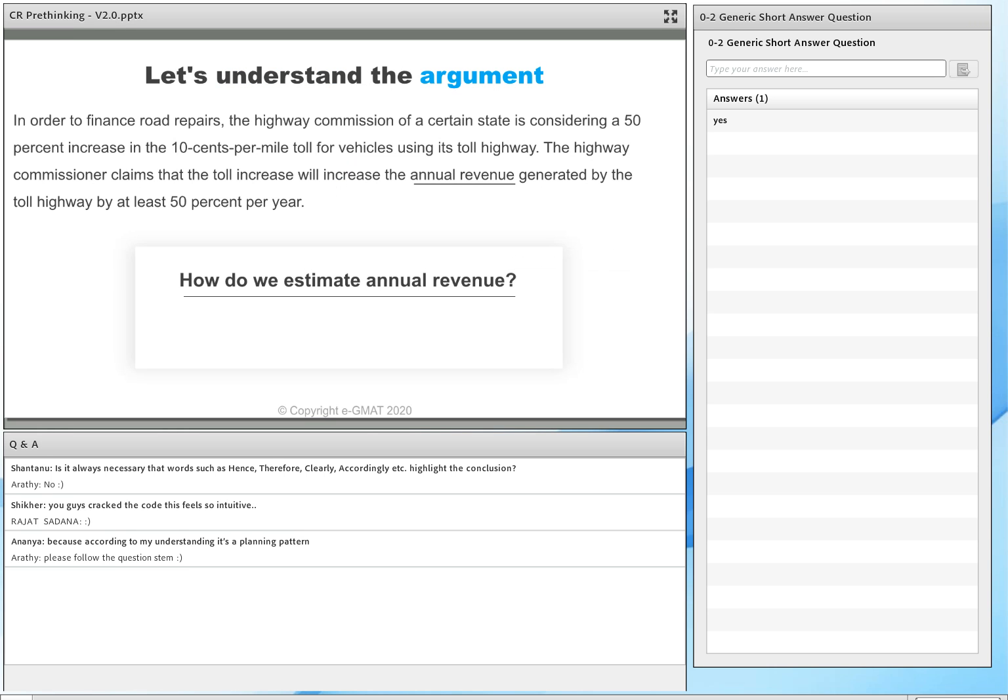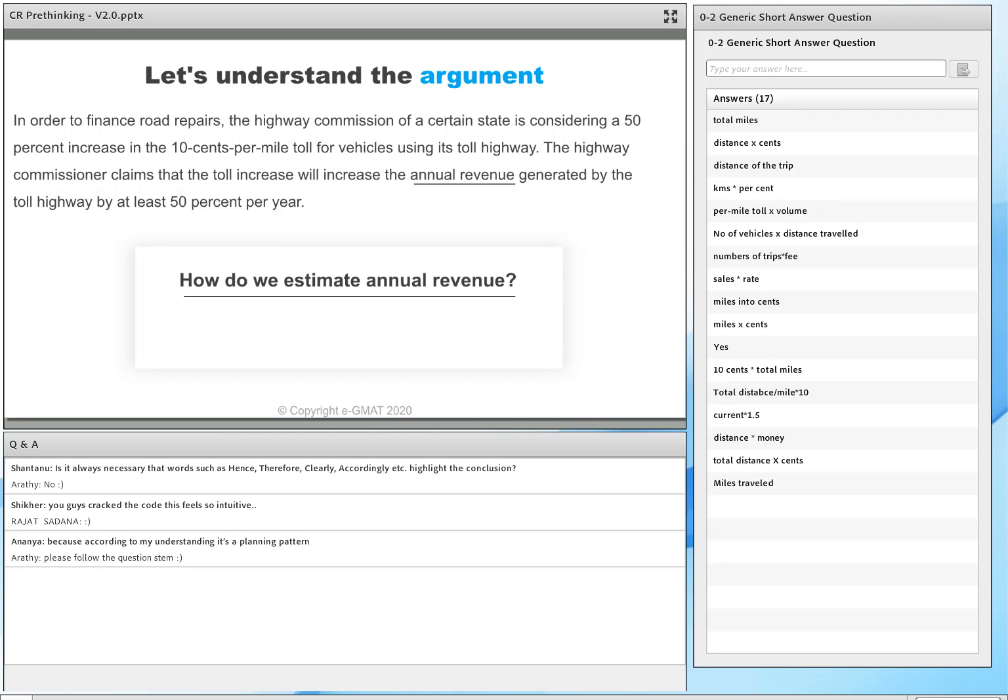So how do we estimate annual revenue? Can you guys tell me? How do we estimate annual revenue based on the information in this argument? What's the formula? Okay, miles times cents. Absolutely, yes. Miles times cents. Annie says right. Anubhav is correct as well. So that's kind of how you estimate.